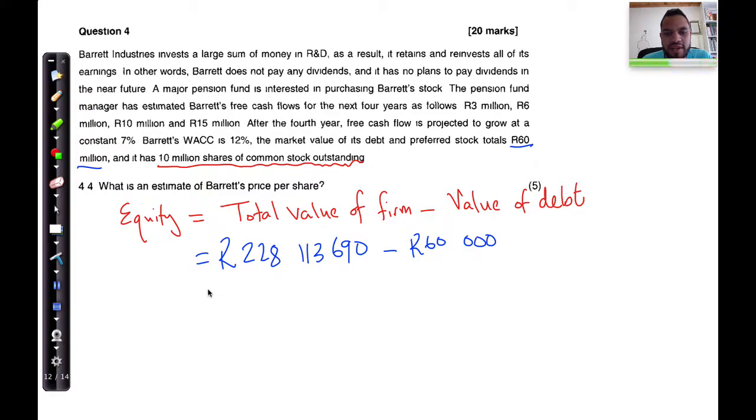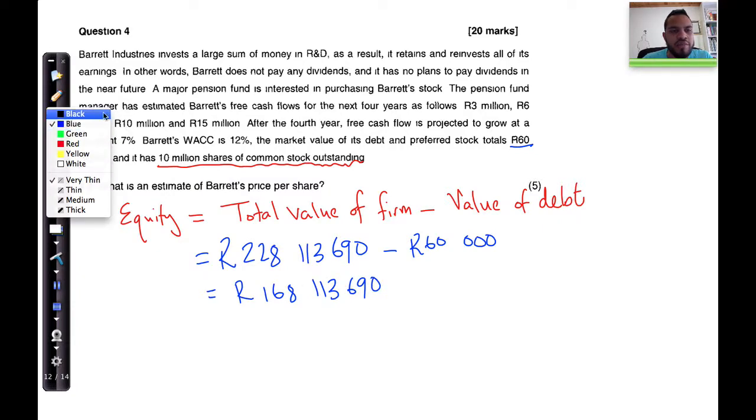Okay, 60 million. And that's going to give us a value for our equity. 228,113,690 minus 60 million. It's going to give us 168,113,690. Okay, and that's the value of our equity.